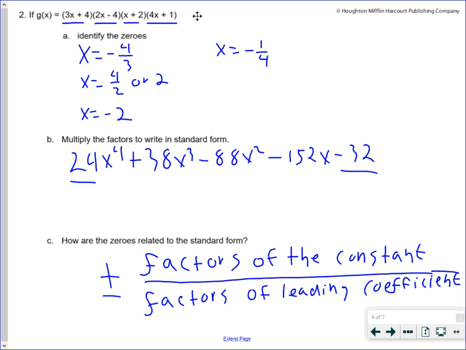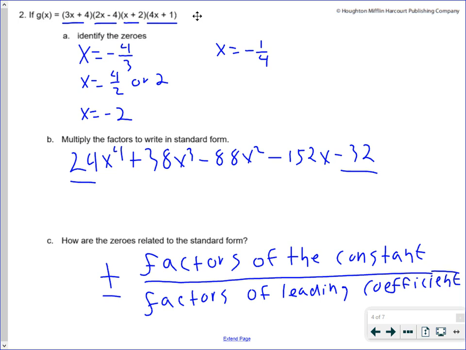Multiply the factors to write in standard form. You should have gotten 24x to the 4th plus 38x cubed minus 88x squared minus 152x minus 32. I know it was 4 different factors to multiply out. These are some pretty big, ugly numbers to multiply out, and I think that was probably the hardest part of number 2.